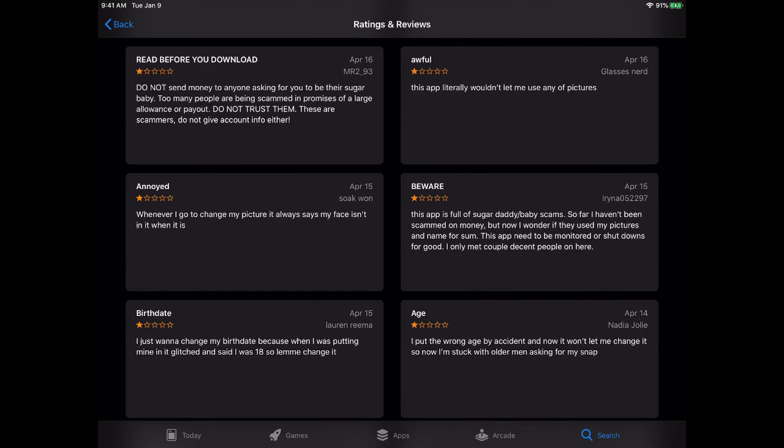Let's keep scrolling. So top left now: read before you download. Do not send money to anyone asking you to be their sugar baby. So sugar baby is, there are older men trying to pay younger boys and girls to be their sugar babies. In the end, what they really want is photos, some type of sexual service. Let's be honest about what that is. And beware, in the middle right: the app's full of sugar daddy baby scams. So far I haven't been scammed out of money, but I wonder if they use my pictures or name for some of them, right?